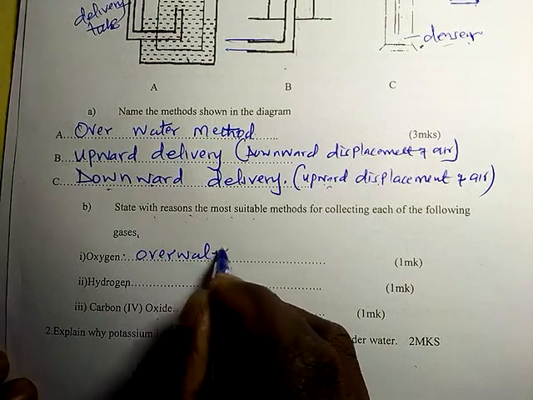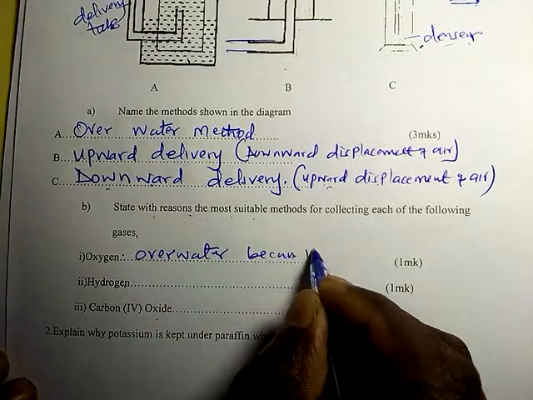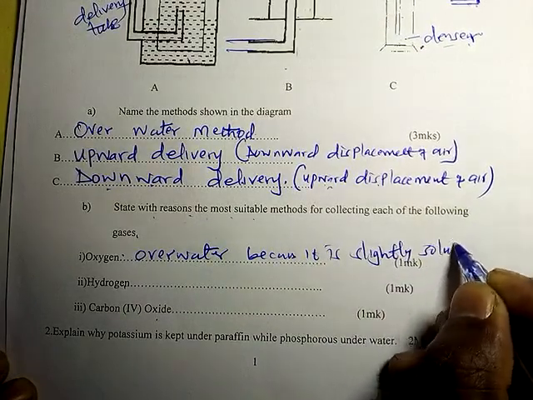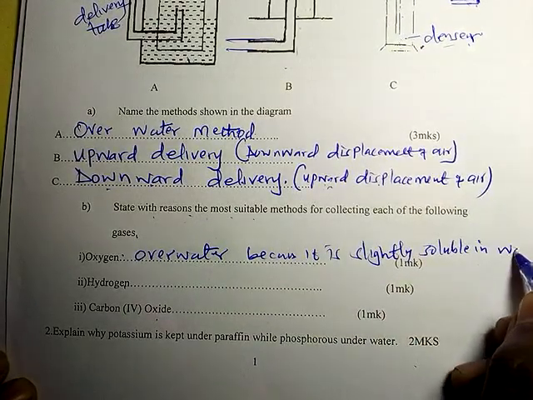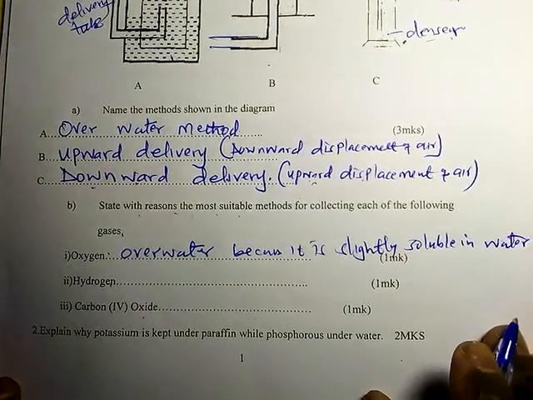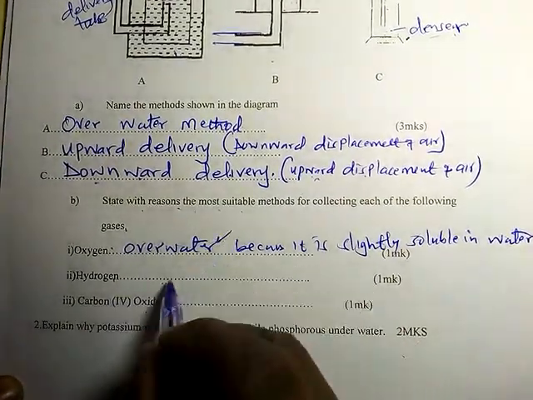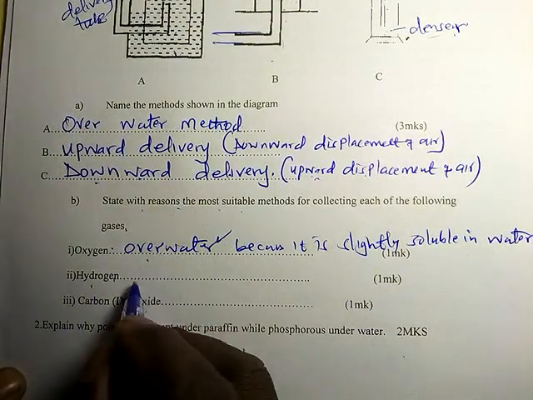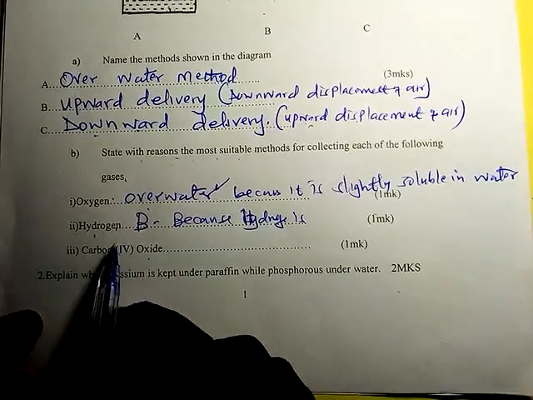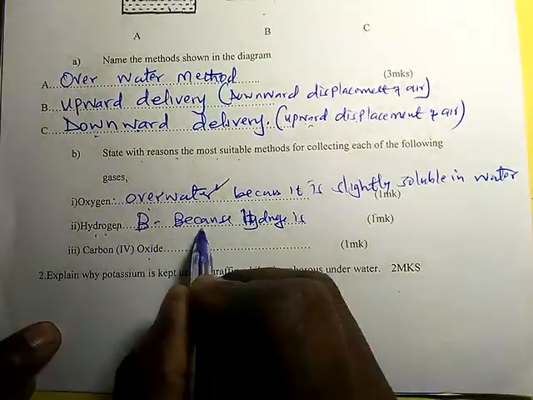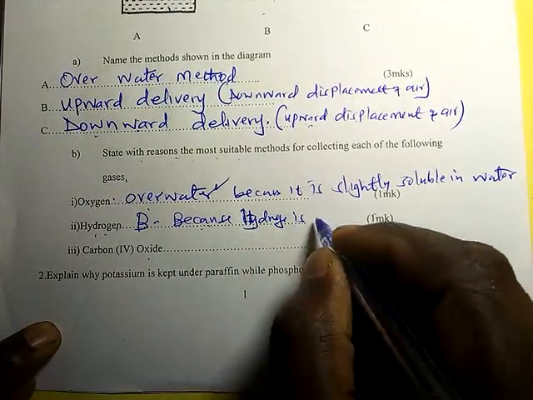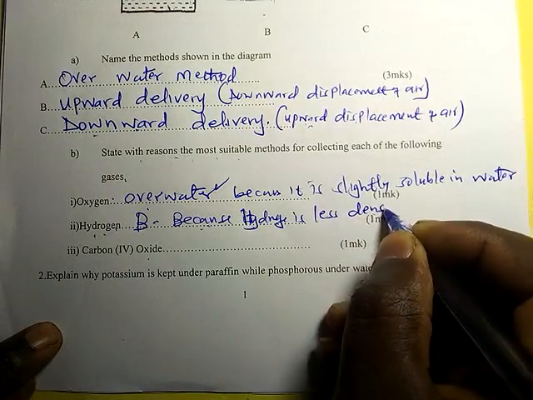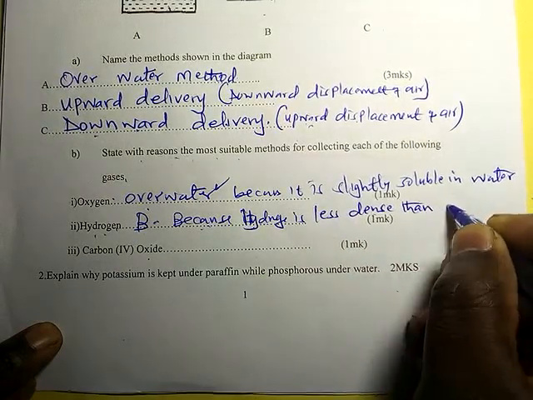So oxygen is collected by over water, because it is slightly soluble in water. Hydrogen is collected by method B, because hydrogen is less dense than air.